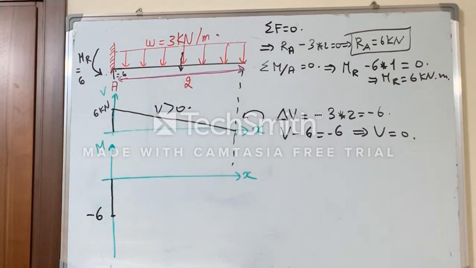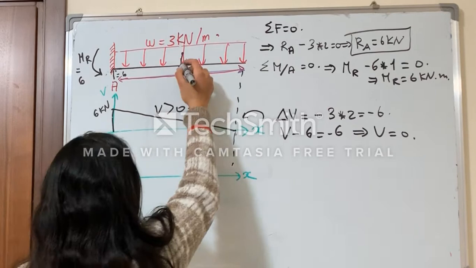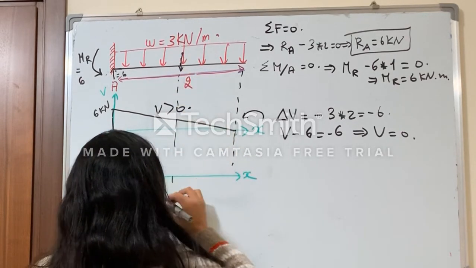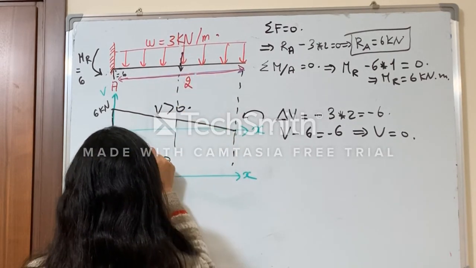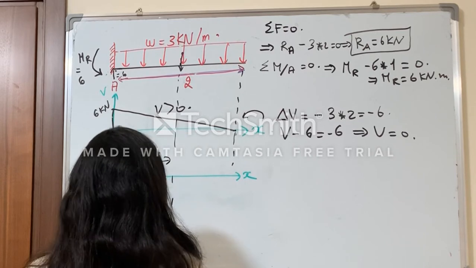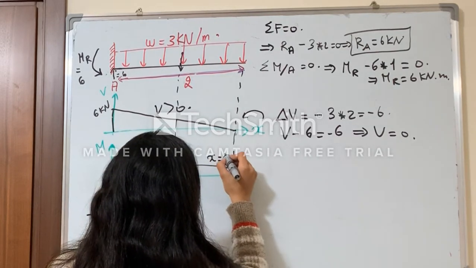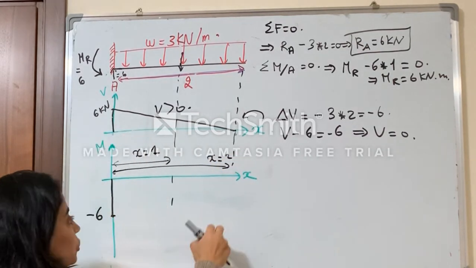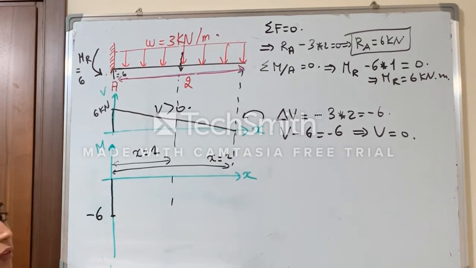In order, guys, to draw this parabola, I advise you to take two more points different than the first one, because this is not a straight line. I will take a point at the midpoint, which is at x equal to 1, and a point at x equal to 2. I should have here a moment of 0, so if this moment is 0, then my moment diagram is correct.